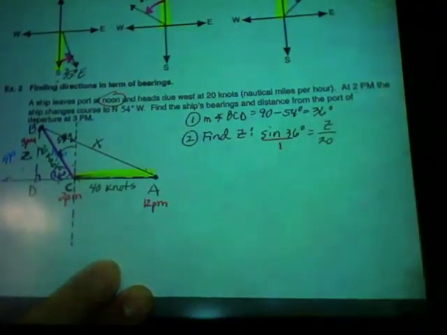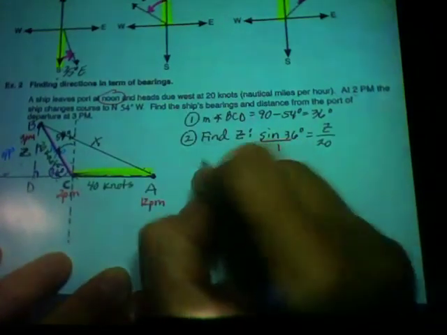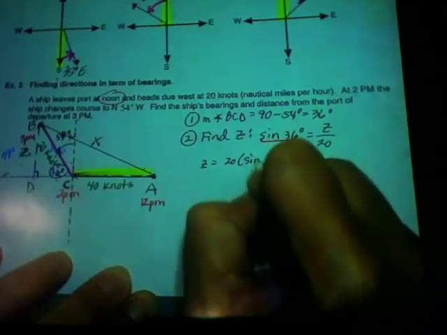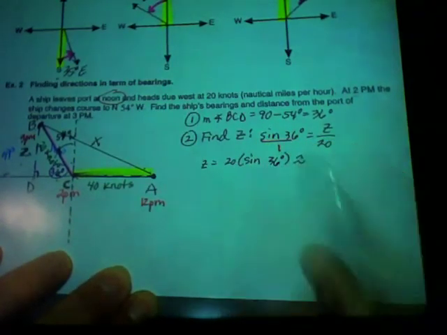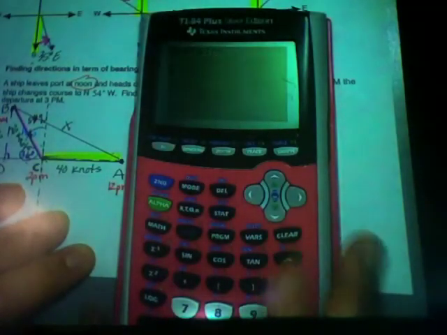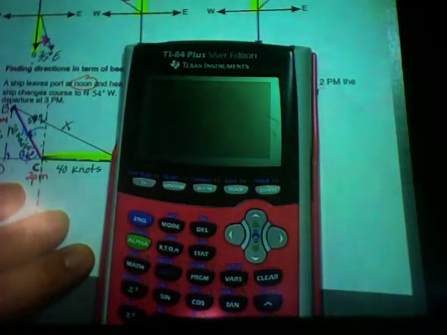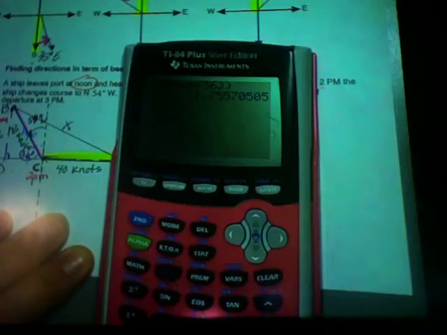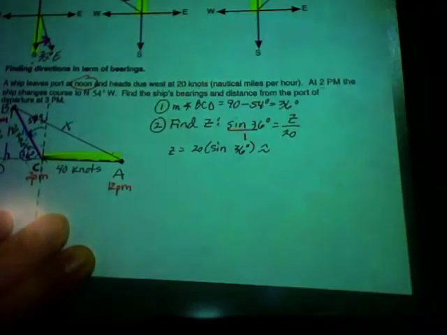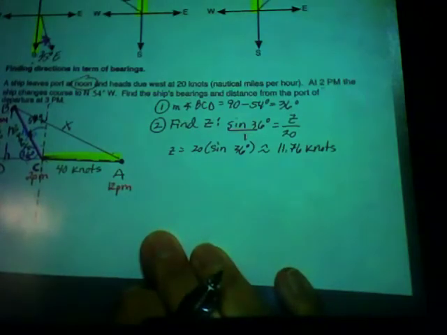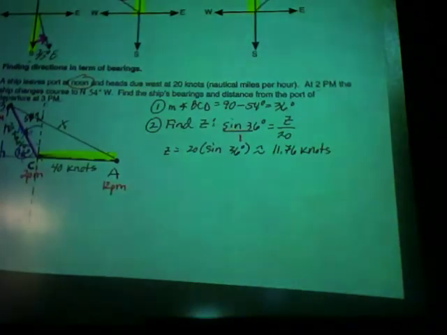Put this over 1. And won't Z equal 20 times the sine of 36 degrees, which is approximately equal to, let's figure it out, 11.76. Okay, and is that degrees or what? Knots. Very good, because it's a side length, right? So now we know that side.